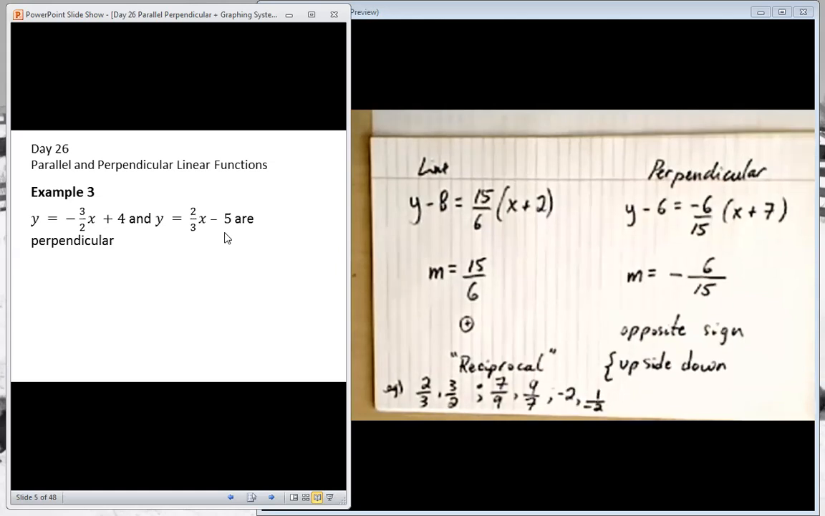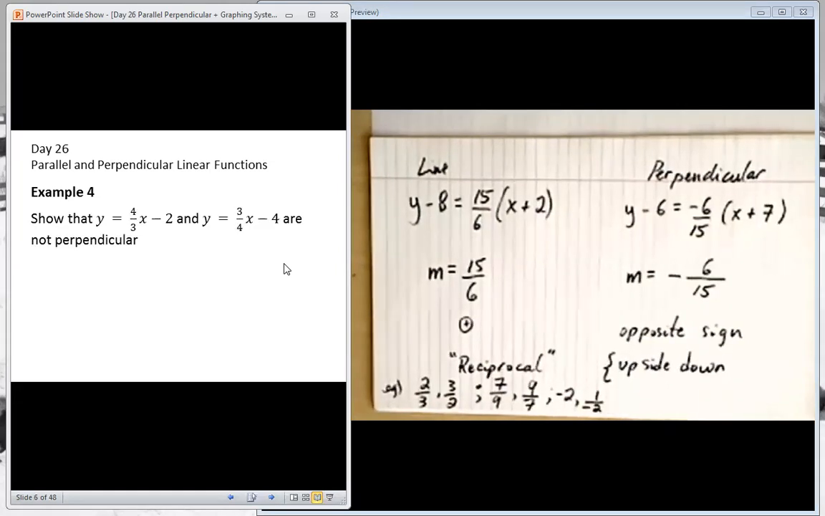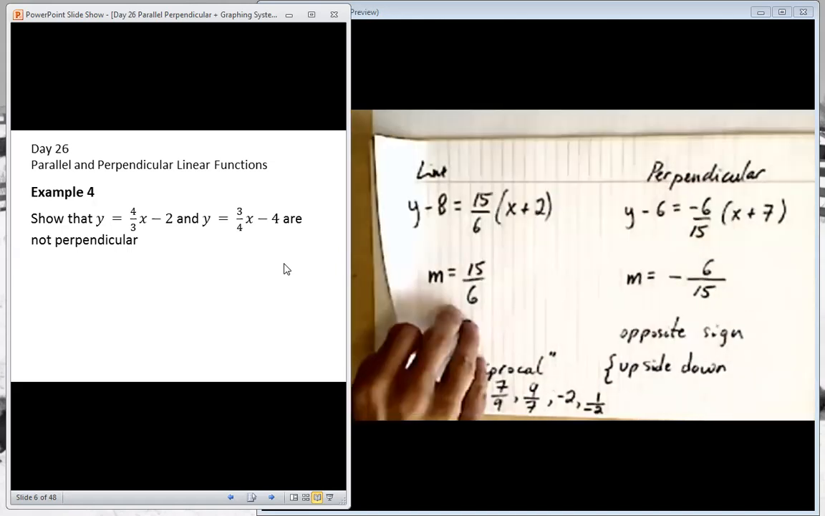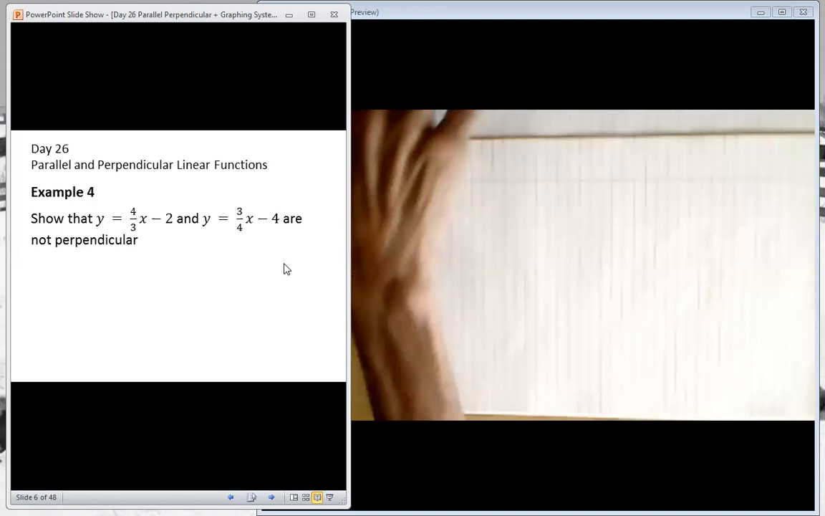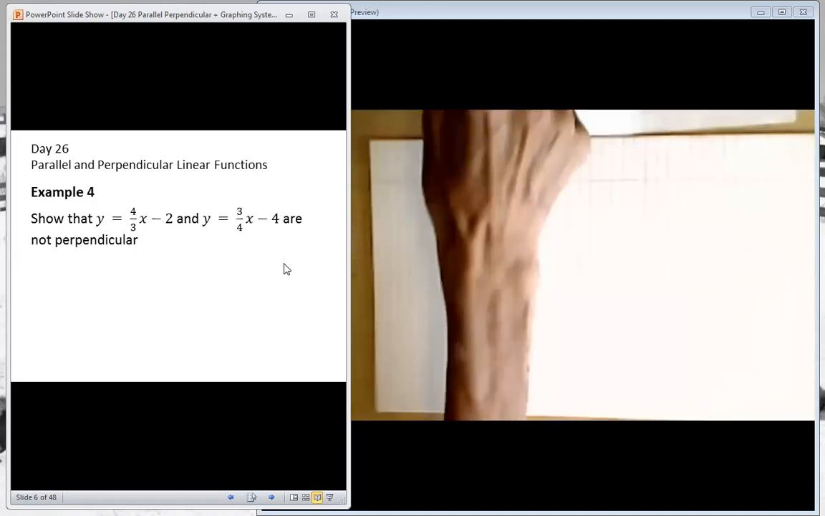Let's see, just a second. Let's flip through here, do another couple here. Today's homework is going to be from here a little bit. Are these ones perpendicular? This isn't telling you, this is asking you this time. What do we got? Yes or no for this one? The one on the screen.